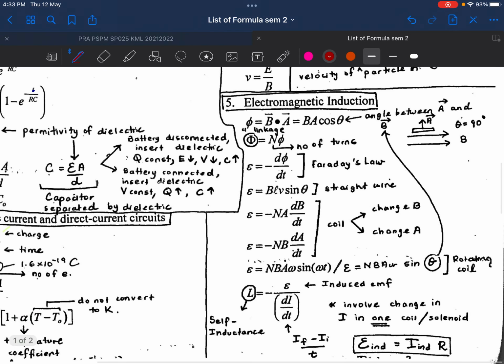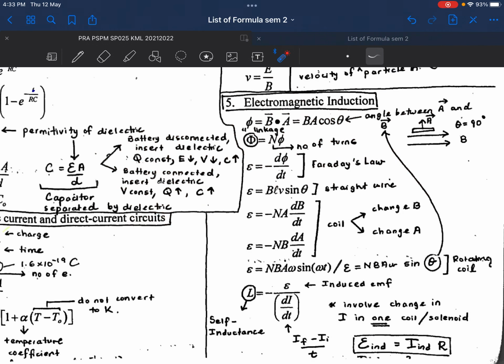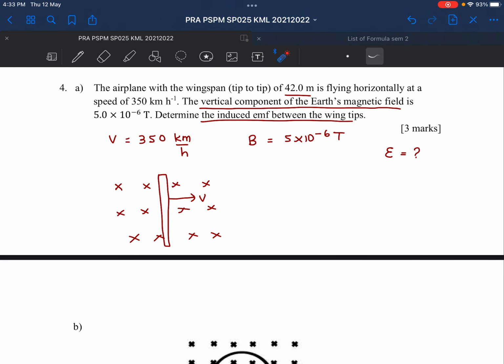kan, to find the induced EMF ni banyak formula. Tapi kita ambil untuk straight wire ni lah. So kita ibaratkan our airplane tu in a straight wire. So dia limpas across a magnetic field kan. Take a look over here, we have our B, L and V lah. Okay, so we use this formula to find the EMF, iaitu EMF is equals to BLV sin theta.